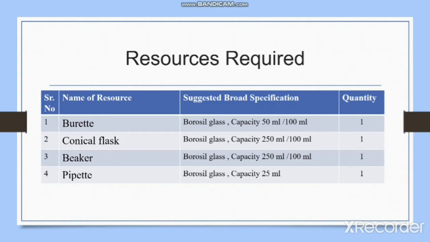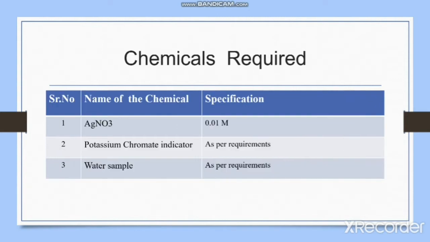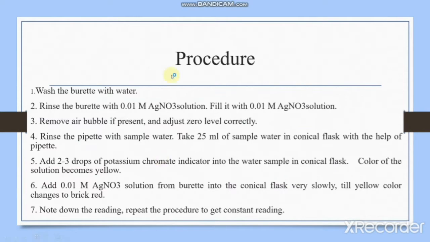Resources required: burette, conical flask, beaker, pipette. Chemicals required: silver nitrate solution of 0.01 molar, potassium chromate indicator and water sample. Procedure: wash the burette with water, rinse the burette with 0.01 molar silver nitrate solution, fill it with 0.01 molar silver nitrate solution, and remove the air bubbles present at the edges. Take 2 to 3 drops of potassium chromate indicator into the water sample in a conical flask. The color of the solution becomes yellow. Now titrate this solution with 0.01 molar silver nitrate solution till the yellow color changes to brick red, and note down the reading. Repeat the procedure to get a constant reading.